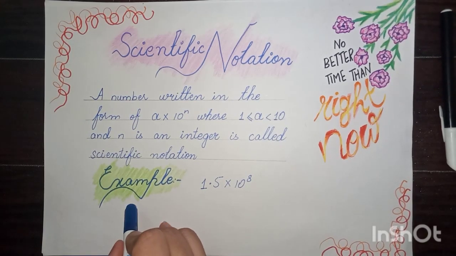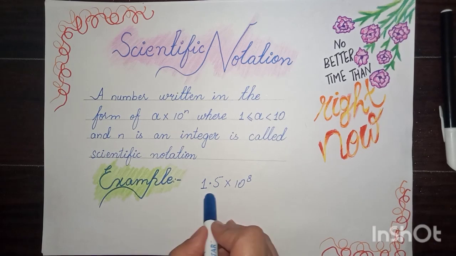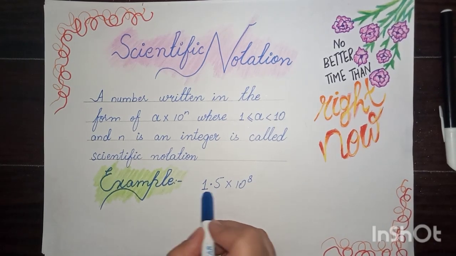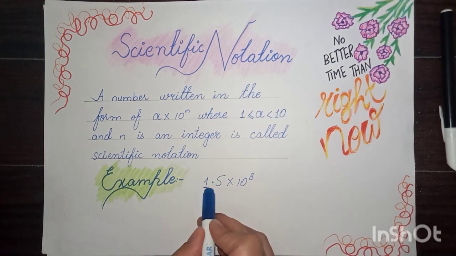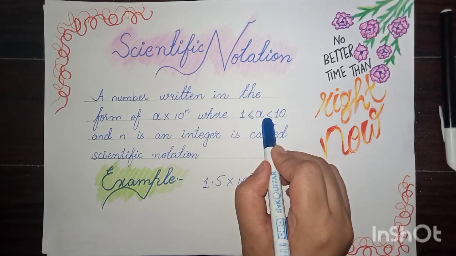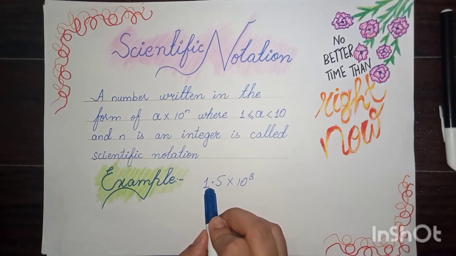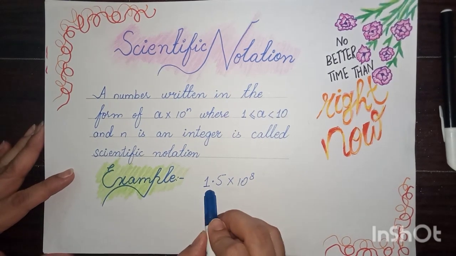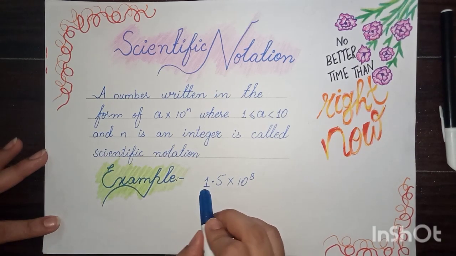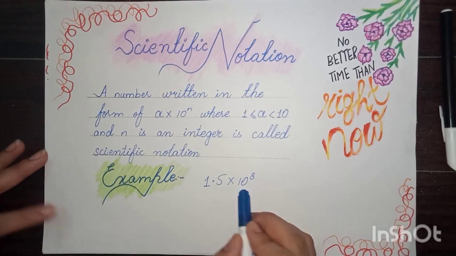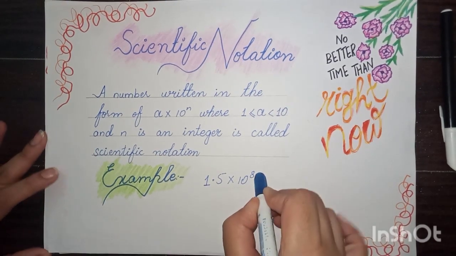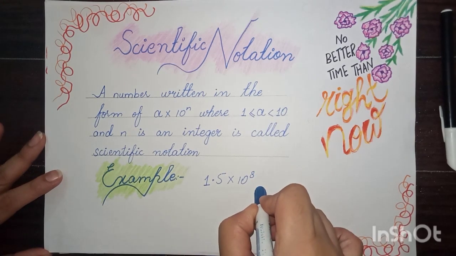So with the help of an example, this is an example: 1.5 times 10 raised to power 8. 1.5 must lie in this series. This number lies in between the first 10 digits, that's why 1.5, and 10 must be there with any power, which is equal to 8. So this is the scientific notation.